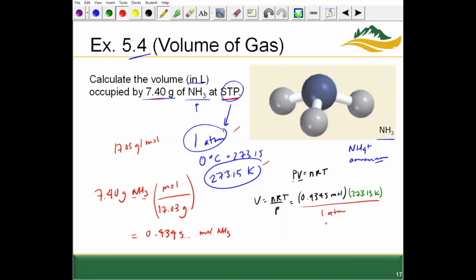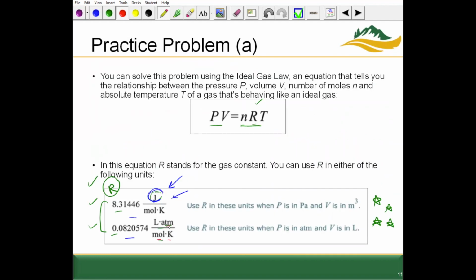Then which gas constant should we use? Moles, Kelvin, and atmospheres are in our units. Let's use this gas constant because then we'll solve for volume in liters. So 0.08206 liters atmospheres per mole Kelvin. You might see it as 0.0821, but the better way to use this gas constant is 0.08206 at least. This is the full value, 0.08206 liters atmospheres per mole Kelvin. So let's use that version in solving our problem.